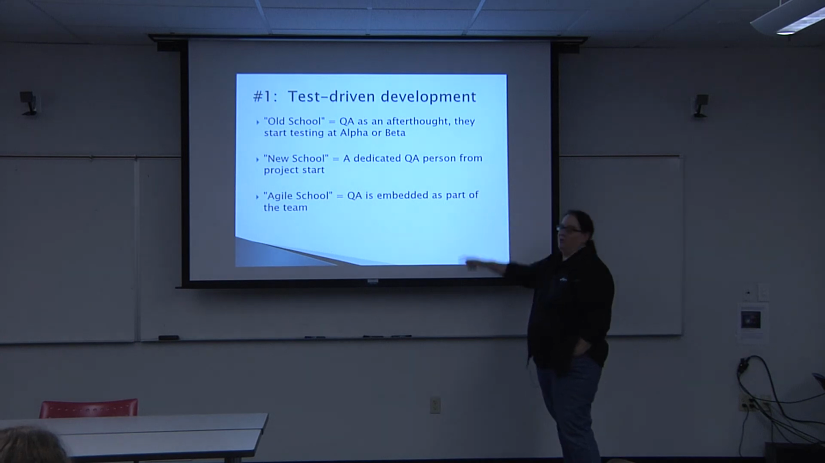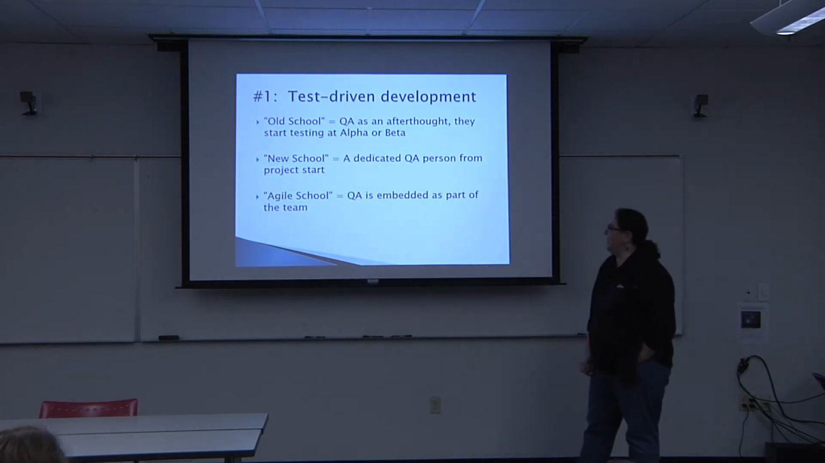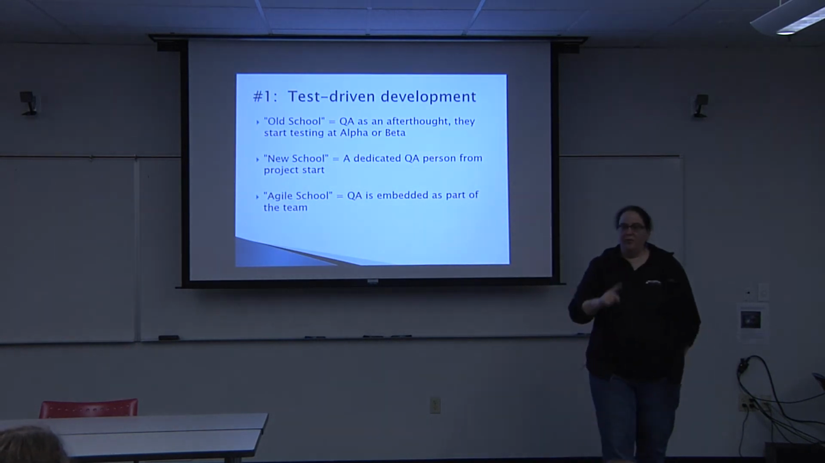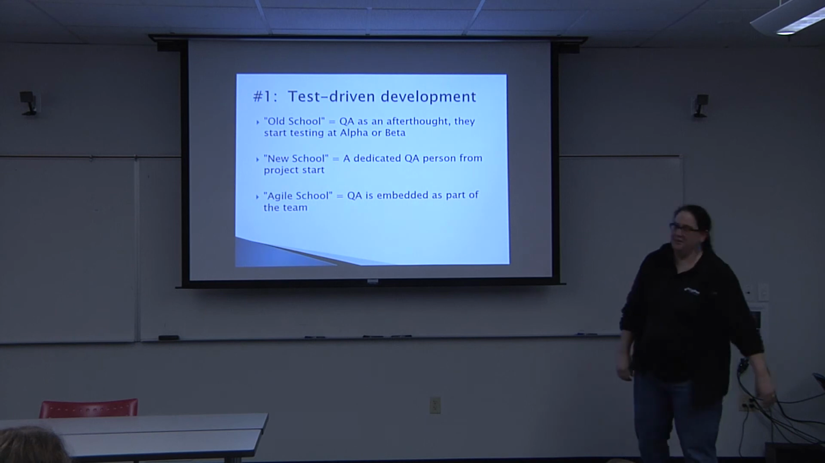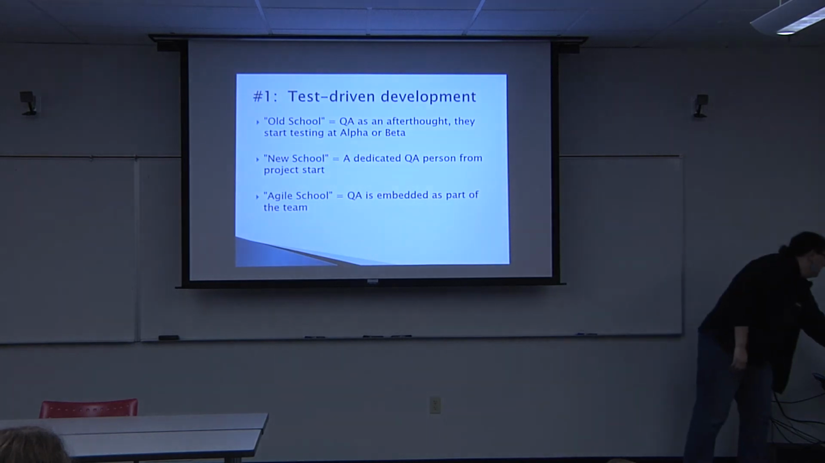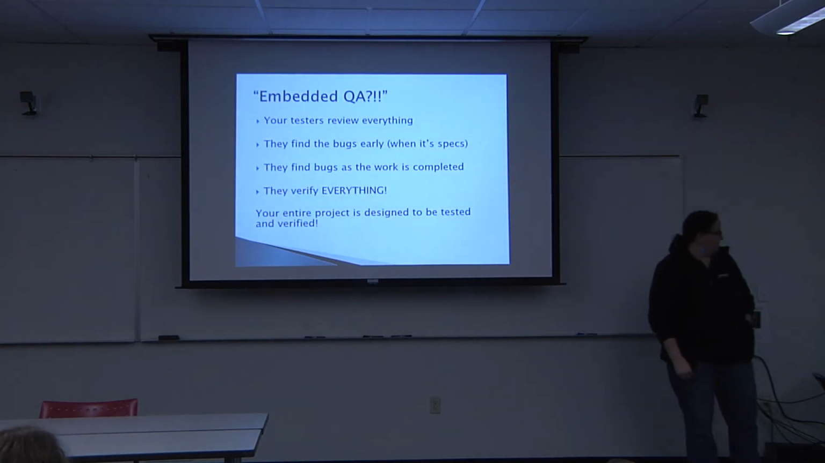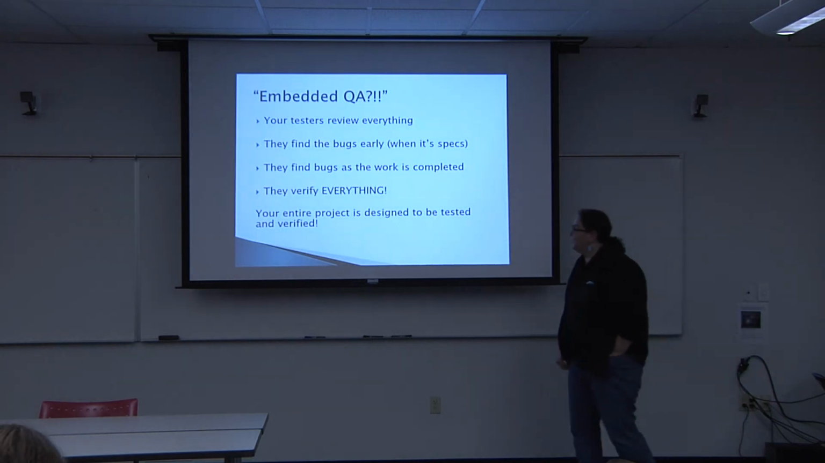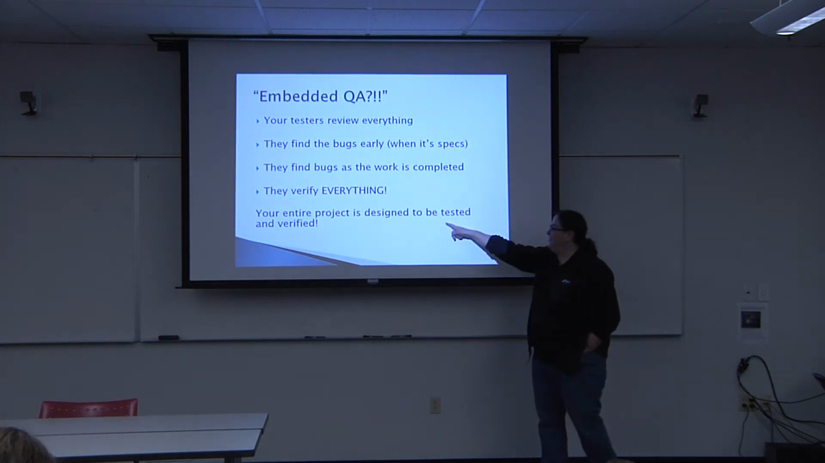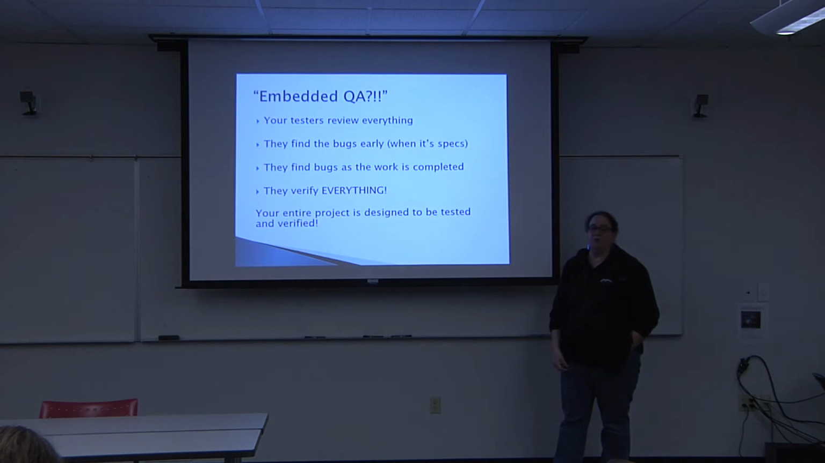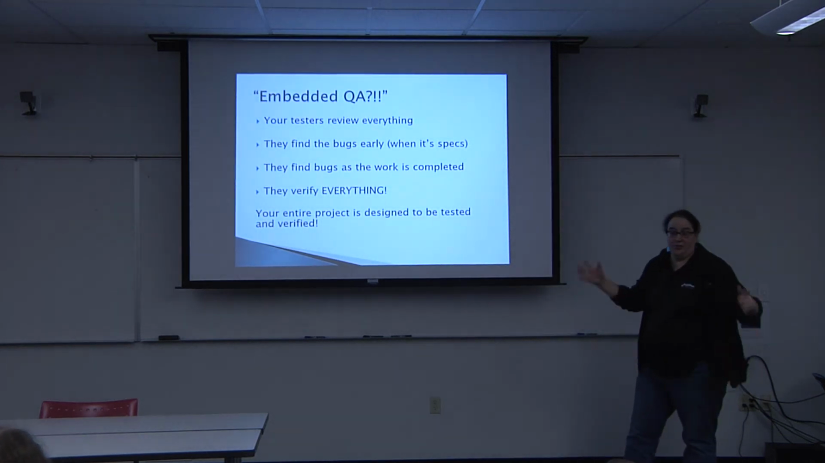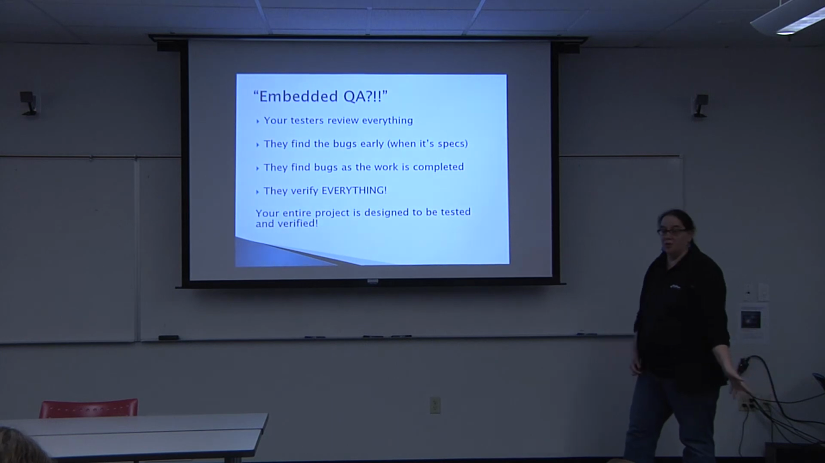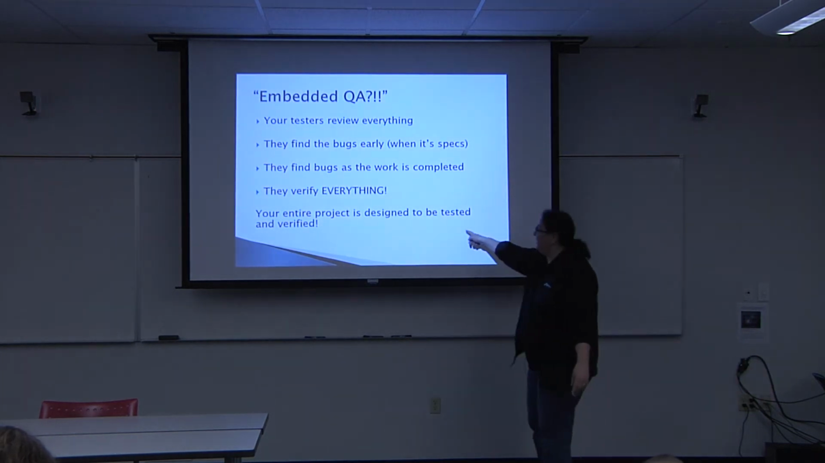The Agile school, though, is even better. It's not like you have one person. Your QA team is part of the team from day one onward. So here's the main thing here. What you do when you have embedded QA is, I mean, these are smart, talented people. You want to put them to work. You put them to work from day one.